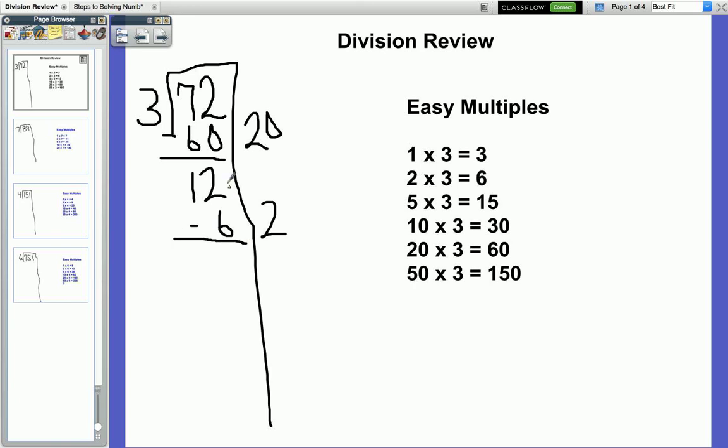Now, if you look at 12 and 3 and know that there's 4 groups of 3 in 12, you can skip using your easy multiples and go straight for the 4. But since I'm strictly using the easy multiples, this is the way I'm going to do it. So then I have 6 left, and 2 groups of 3 again is 6. And then I'm left with 0 for the remainder. Then I have to add up my partial quotients. I had 20 and then 2 and then 2. So 24 is my answer.